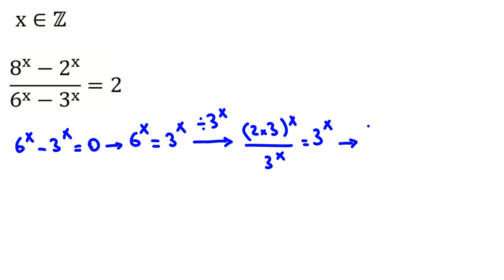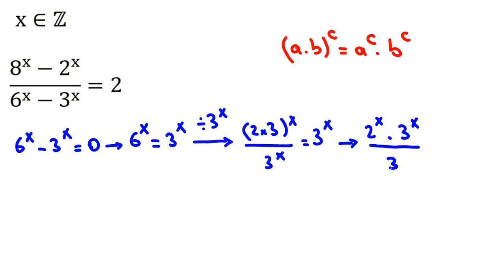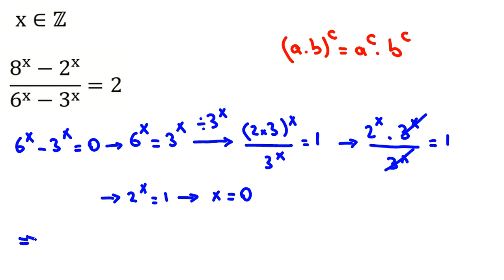So here it will be what? If we use this power rule, it will be 2^x times 3^x over 3^x equal to, here we divided by 3^x, it should be 1. So it equals 1. We divide by 3^x, and then it will be 2^x equal to 1. So x equals what? x equals 0. x is an integer, so the only possible value is when x equals 0. So x = 0 is the root of the denominator. So we conclude that x cannot be 0.